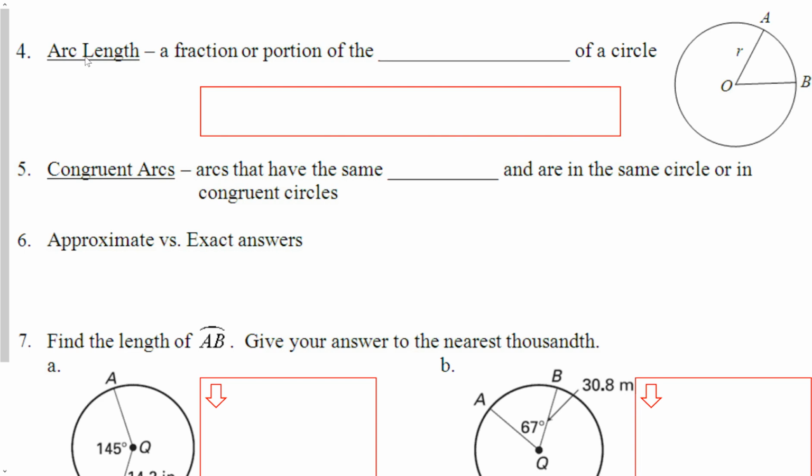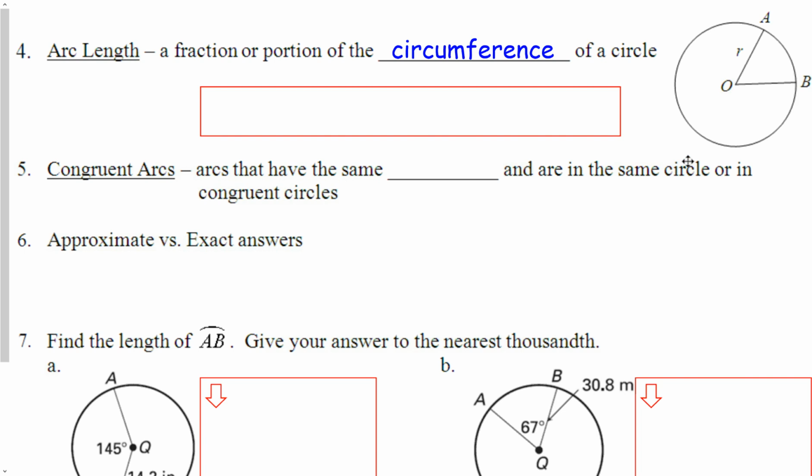Now, arc length. Arc length is a fraction or a portion of the circumference of the circle. Arc length and arc measure are different. We have to understand that. We can find both of those for the same arc, but in the last video we talked about arc measure always being measured in degrees. Arc length is measured in a typical length unit, a linear unit, like feet, inches, meters, miles, kilometers, whatever it might be.